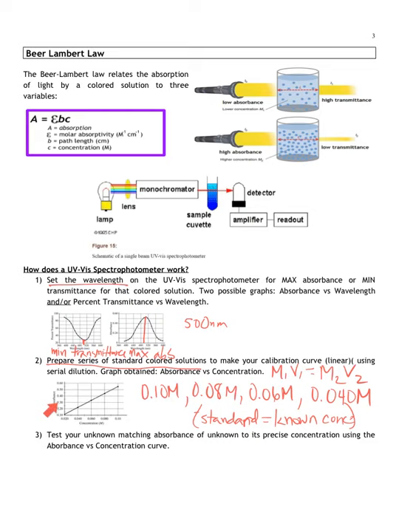You measure the absorbance of your unknown solution. Say it's at 0.2 here. You match it up to the calibration curve and you see that here the concentration is 0.03 molarity. So depending on the absorbance of your unknown solution, you can measure the precise concentration using this calibration curve.